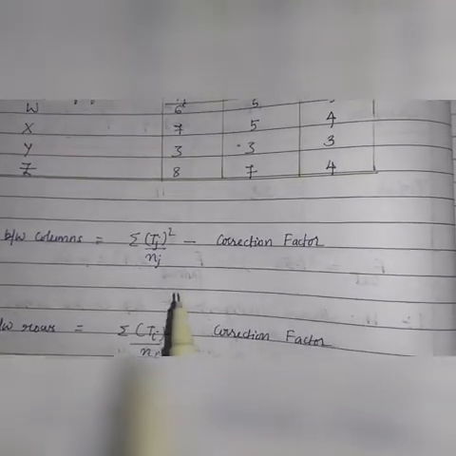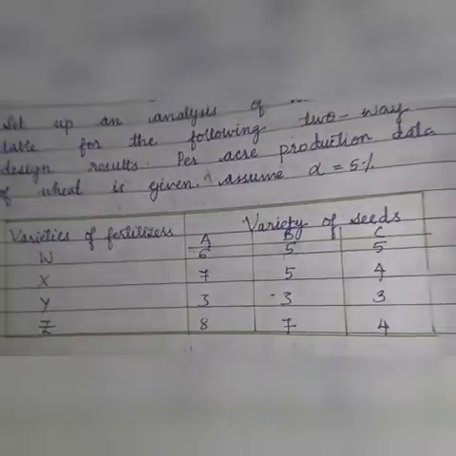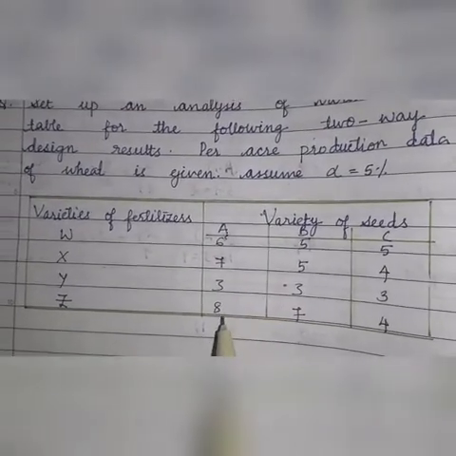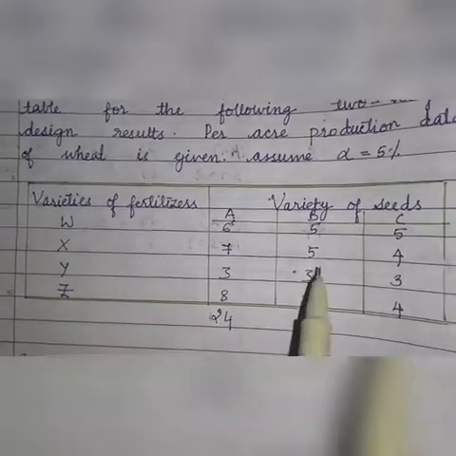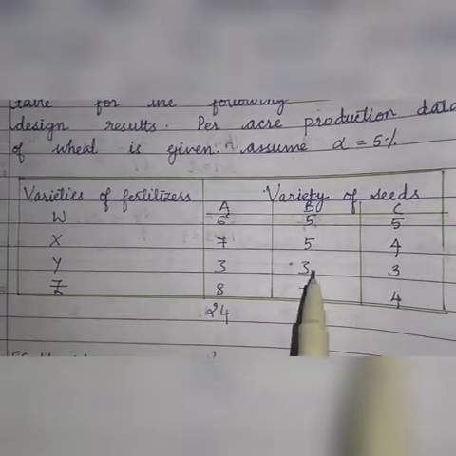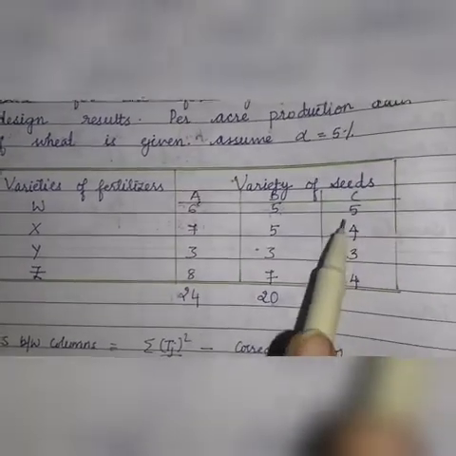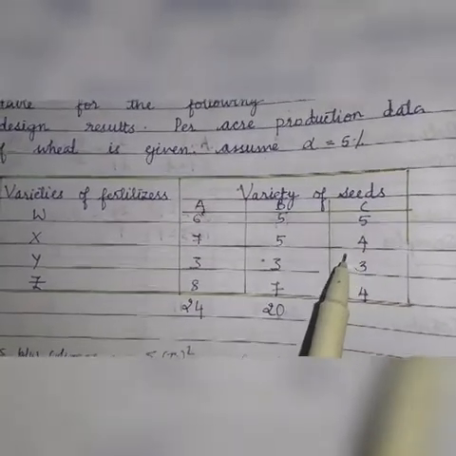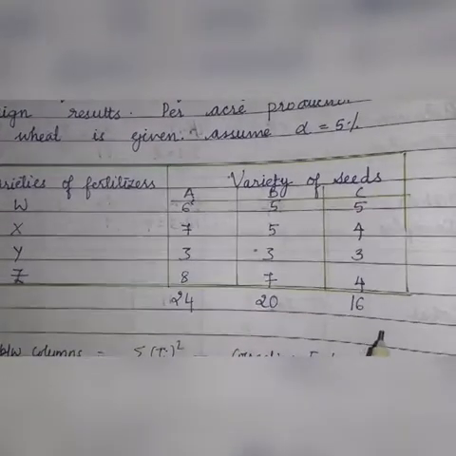Okay, let us begin. First, let us write the row totals and column totals here. For the first column, the total is 6 plus 7 plus 3 plus 8, so this is 24. For the next column, 5 plus 5, 10, 10 plus 3, 13, 13 plus 7 is 20. And for the third column, 5 plus 4, 9, 9 plus 3, 12, 12 plus 4, 16. So the column totals are done.